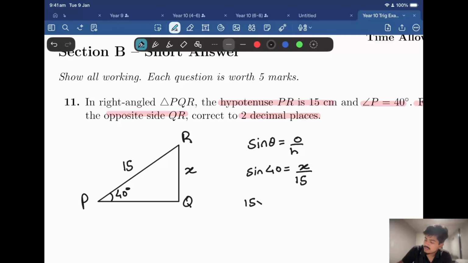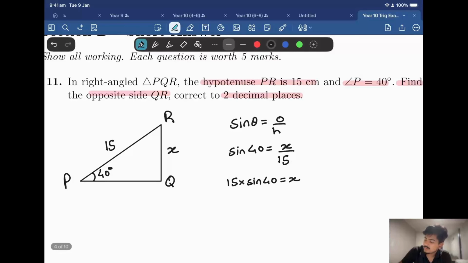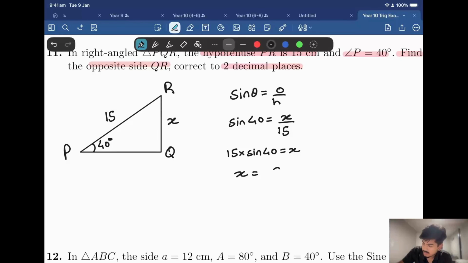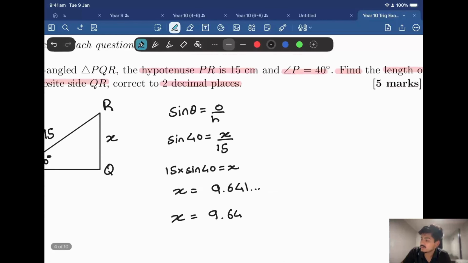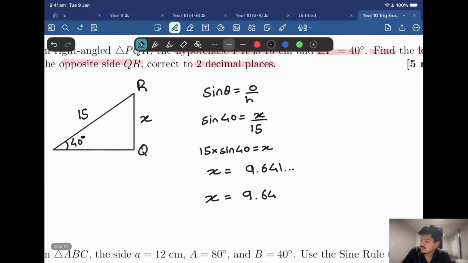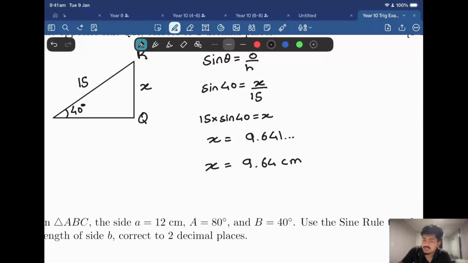So you have 15 times sine 40, which is equal to x. So my value of x is 15 times sine 40, 9.641, okay? And we need to do it to 2 decimal places, right? So my answer to x is 9.64, and we need to write down our units. Very important that we're writing down our units. Okay, so the units are centimeters, so it's going to be 9.64 centimeters.